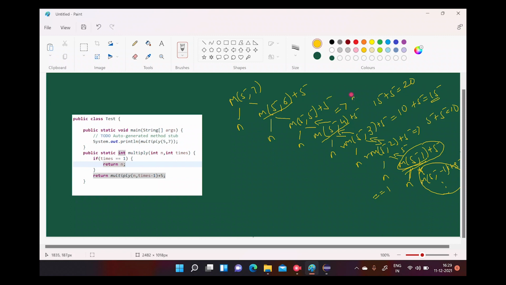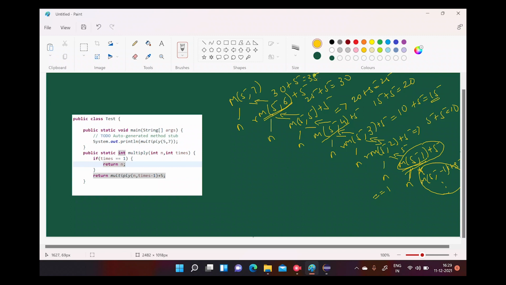This goes back, and we get a value of 20 plus 5. That is 25. This value is returned back to this particular function, and we get a value of 25 plus 5. That is 30. This value is returned back, and we finally get our answer as 30 plus 5. That is 35. So that's the tracing for our program.